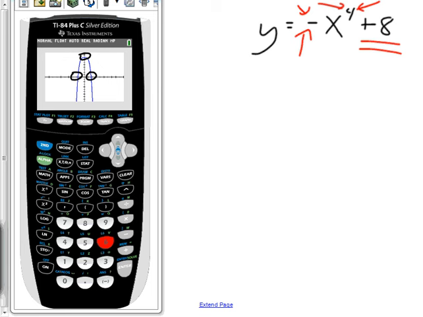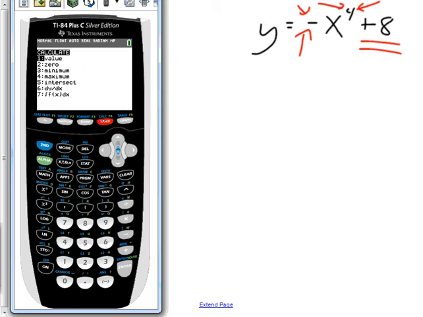Zero. I'll prove it to you. If you look on the second calculate menu, everybody hit second, calculate. Do you see x-intercept anywhere in there? Do you see roots anywhere in there? You see solutions anywhere in there? No, but you do see zeros.